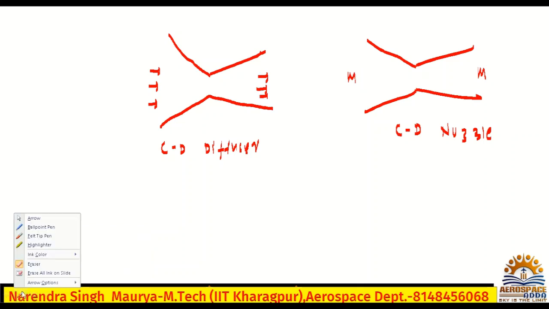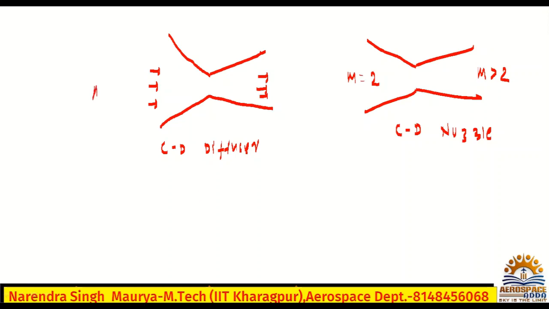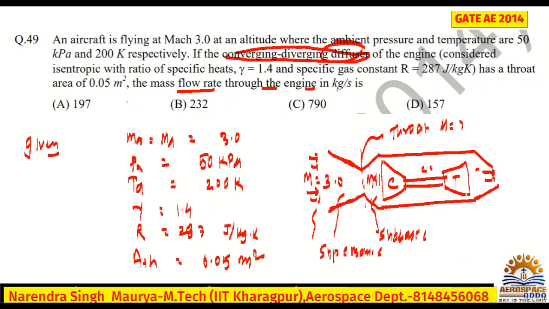It can be subsonic. But my point is, I want to show you a difference. Suppose Mach here is 2. This is the nozzle, hence this should be greater than 2. This is the diffuser, so it will decelerate the flow. Here they have given the Mach number, how much? 3. Check, they have given 3.